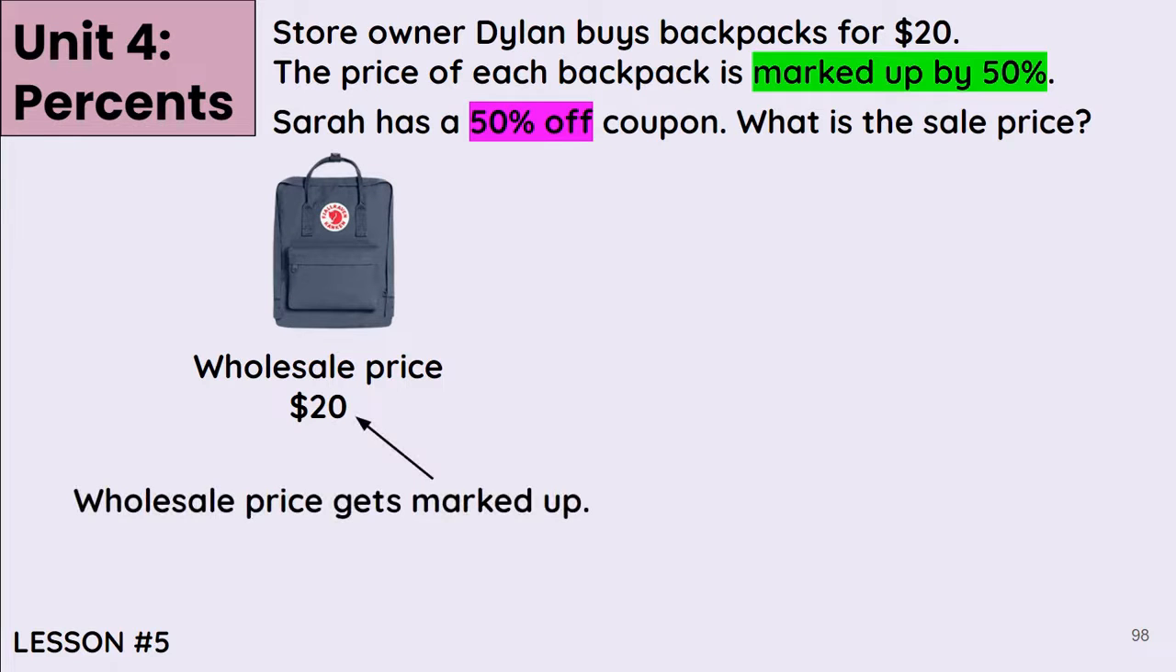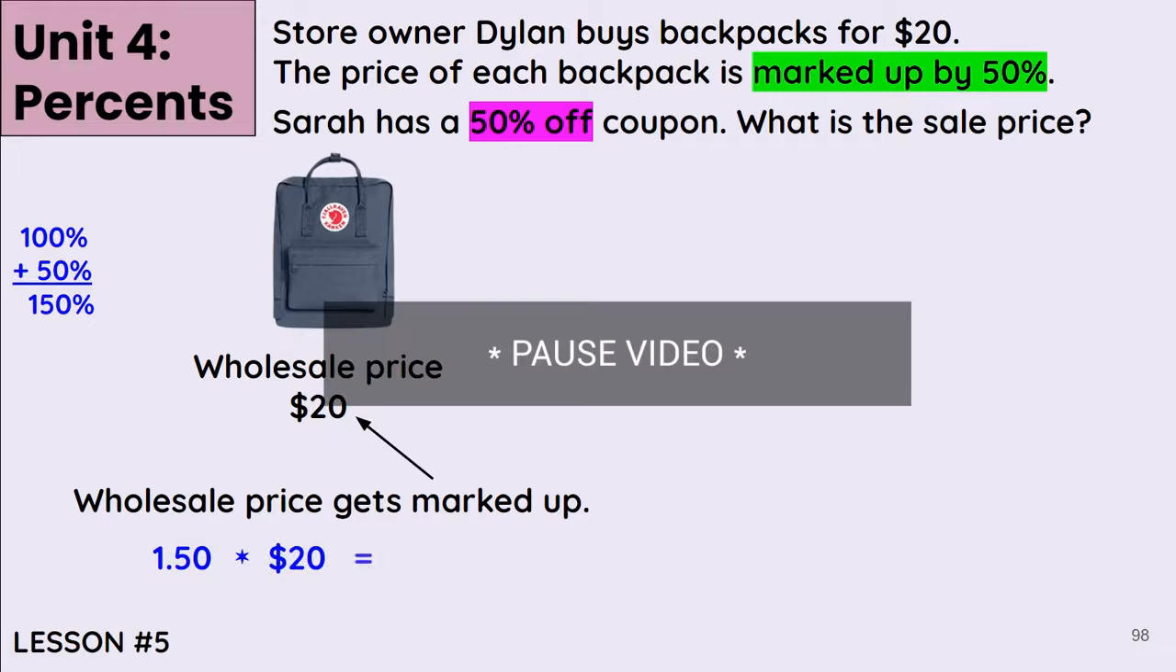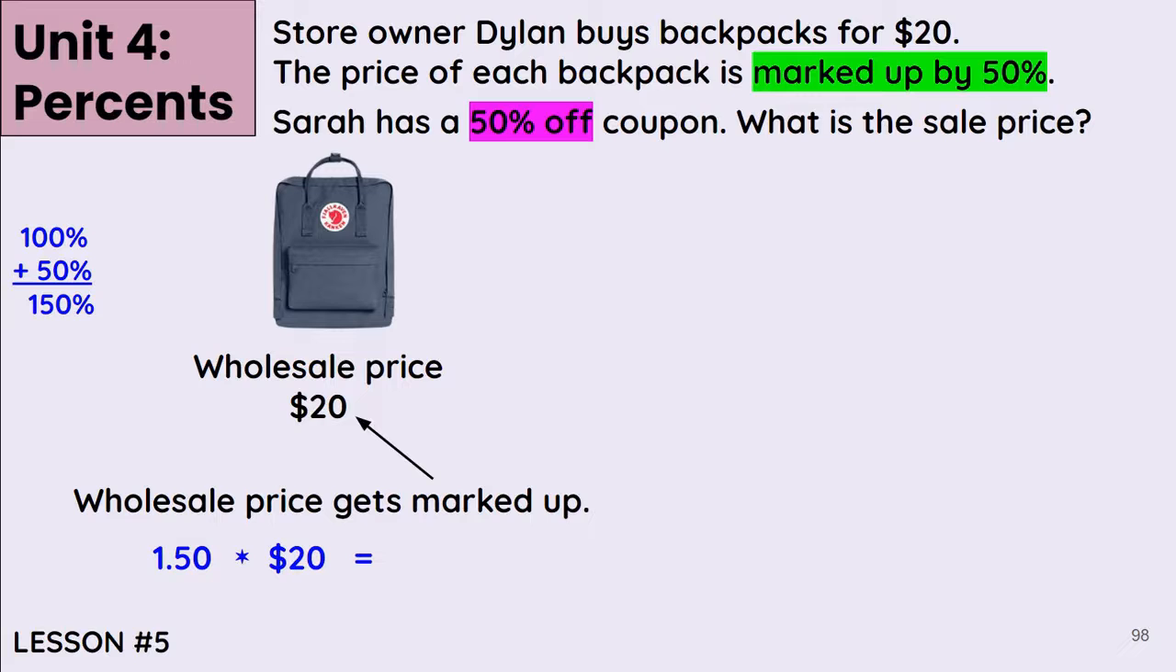So first, the wholesale price is going to get marked up by 50%. So that means customers are going to have to pay 100% plus 50% extra. That's 150%. So go ahead and find out what 150% of $20 is. All right, you should have gotten $30.